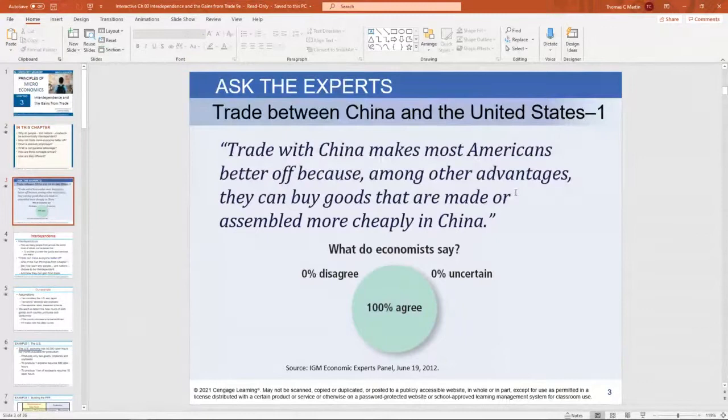Asking experts, remember we talked about the economists, they never agree on anything or seem to not agree on everything. This is one they all agree on 100%: trade with China makes most Americans better off. Notice it doesn't say all, it says most, because there's always going to be somebody that is injured by the trade.